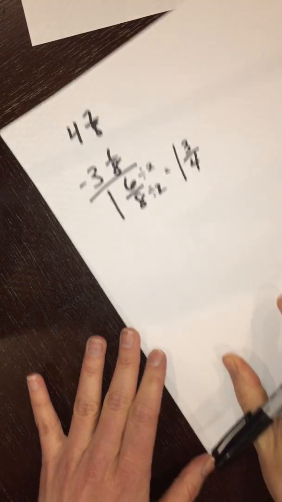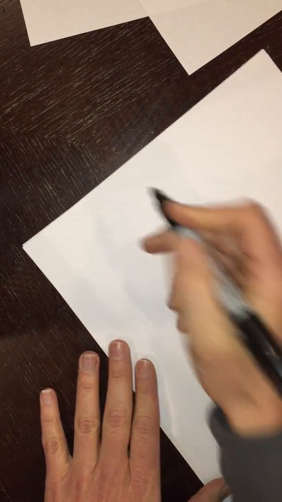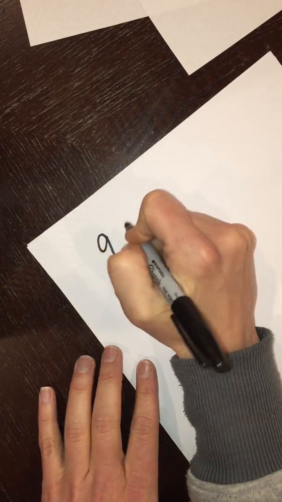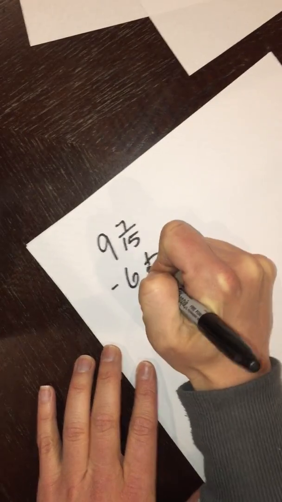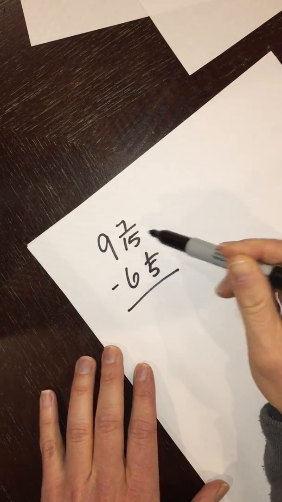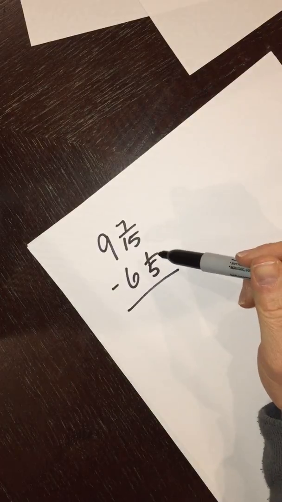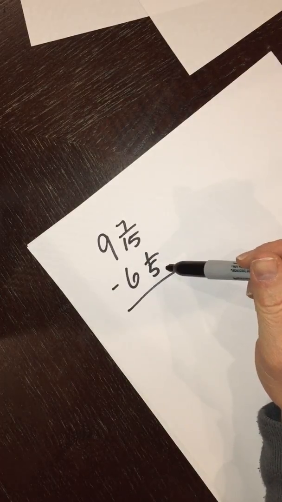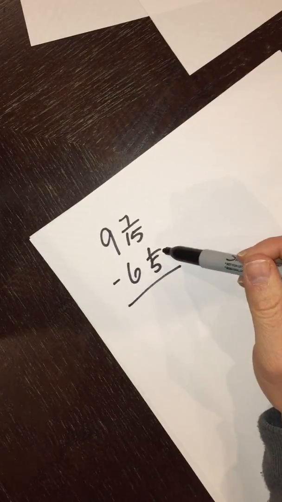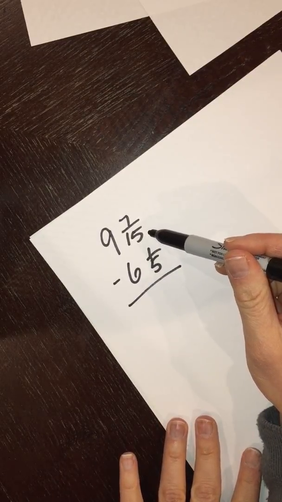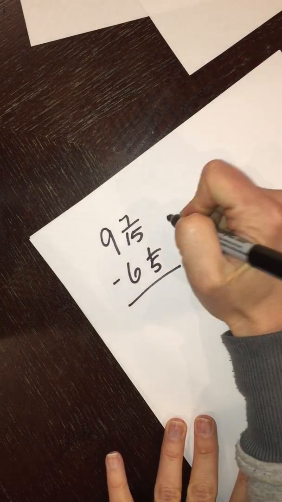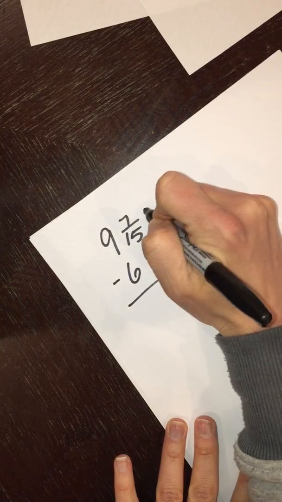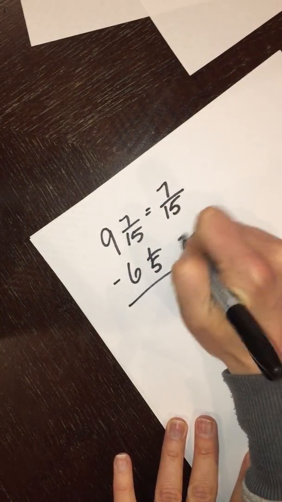Okay. Now, let's say I have this problem: 9 and 7/15 minus 6 and 1/5. So now I do not have common denominators. I have to find a denominator that will work for both numbers. And so I'm just going to do the trick I learned in class. I'm first going to look and see if the bigger denominator will work. The bigger denominator is 15. In this case, 15 will work. So right off to the side, I'm going to set my denominator equal to 15.